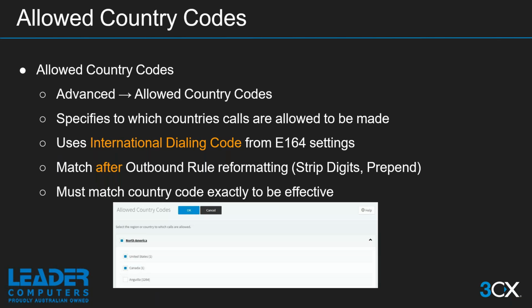So you need to make sure that countries are not selected by default. Only when you allow it will it stay allowed, so by default it's blocked. With advanced allowed country codes, you can specify which countries calls are allowed to be made to. You can also use the international dialing rule and match it after the outbound rule formatting. Stripping must match the country code exactly to be effective.